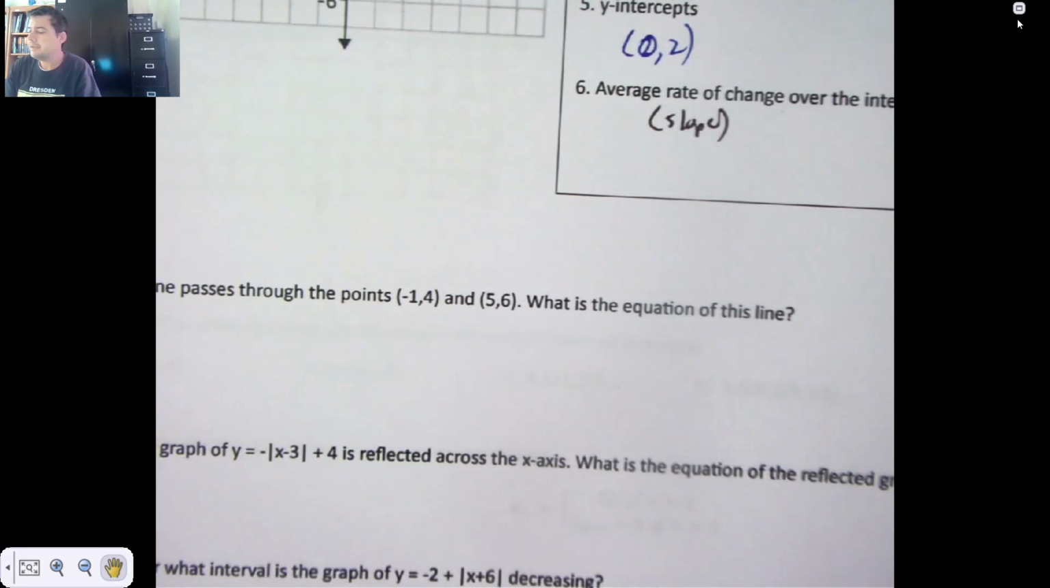All right, 7, a line passed through the points -1, 4, and 5, 6 was the equation of this line.